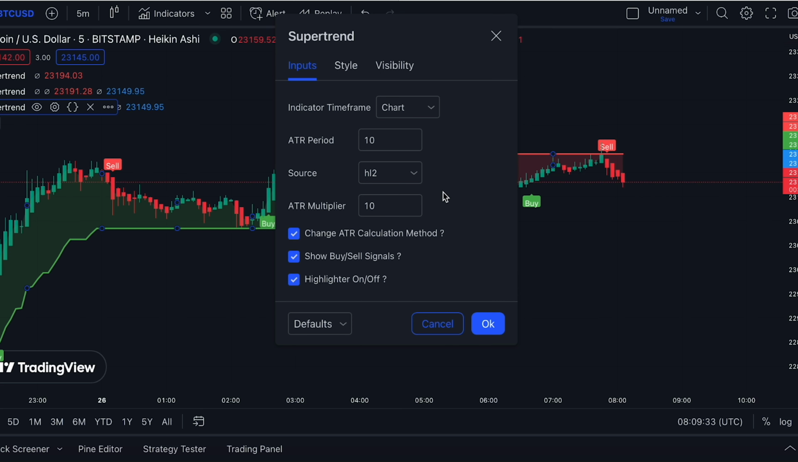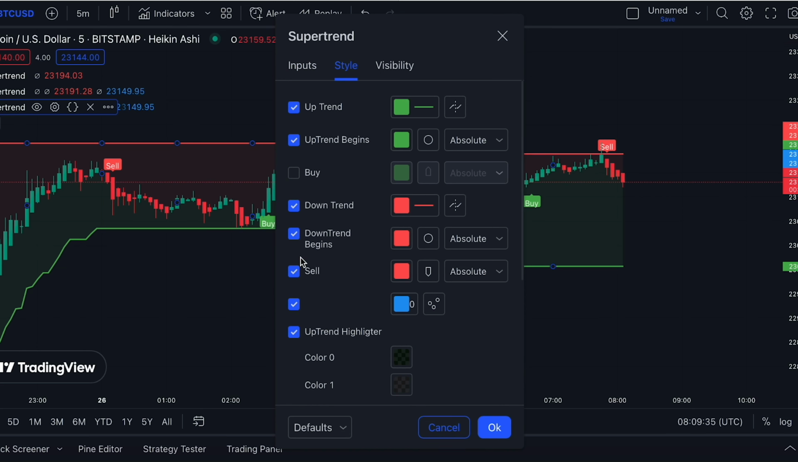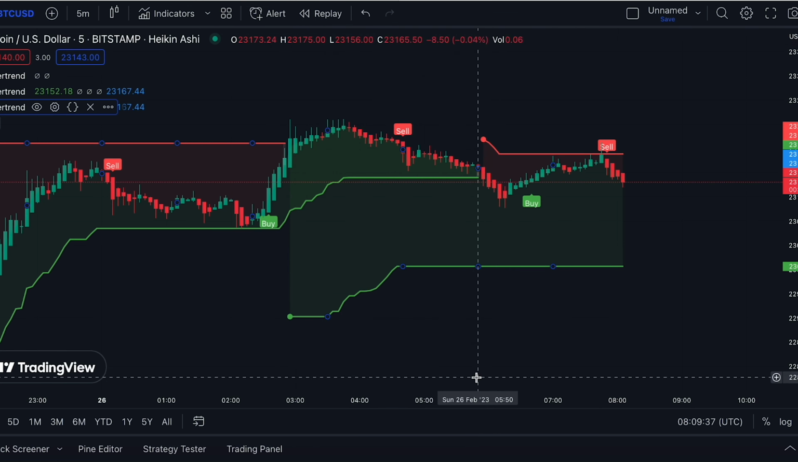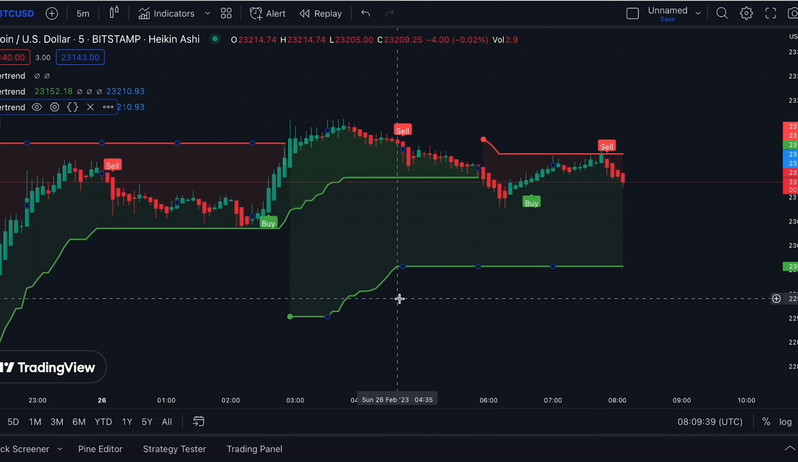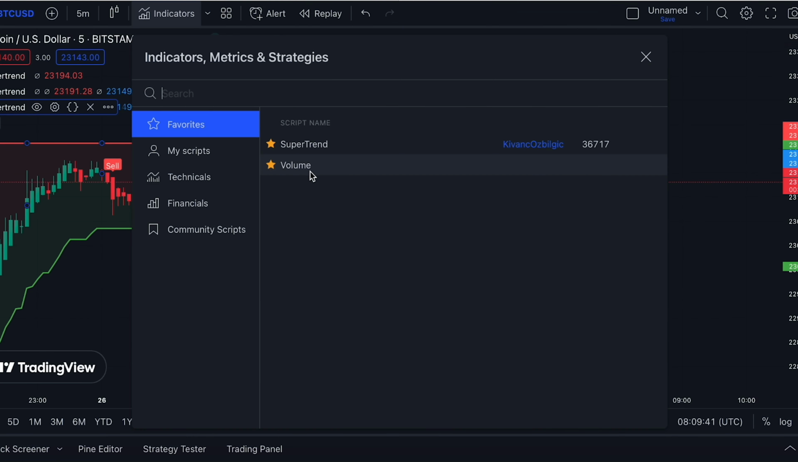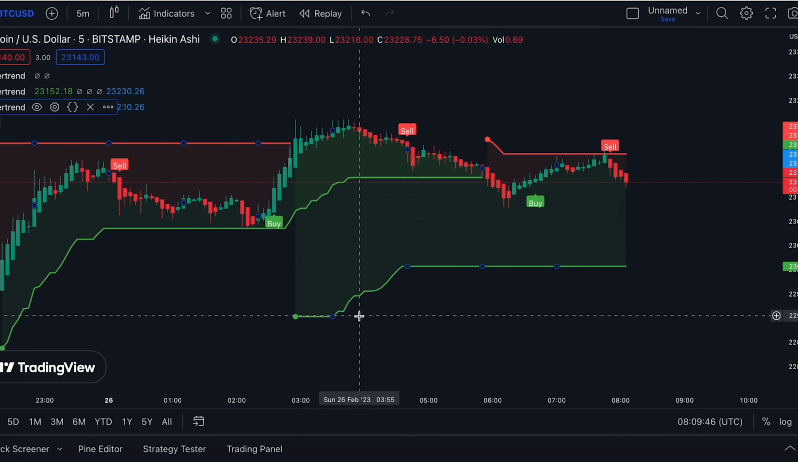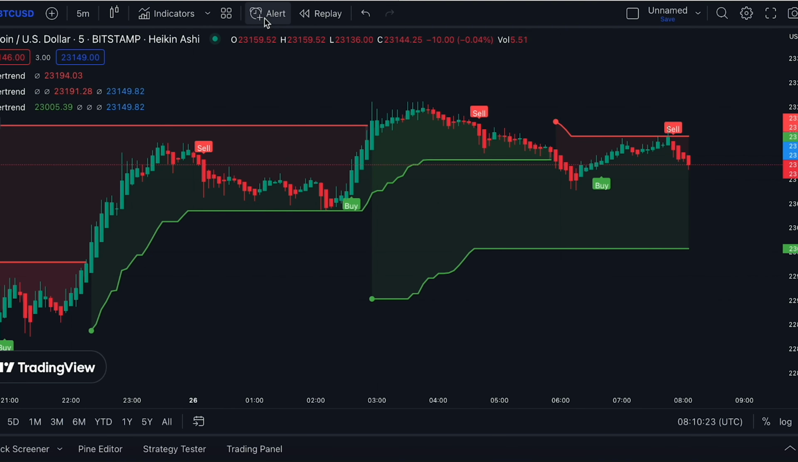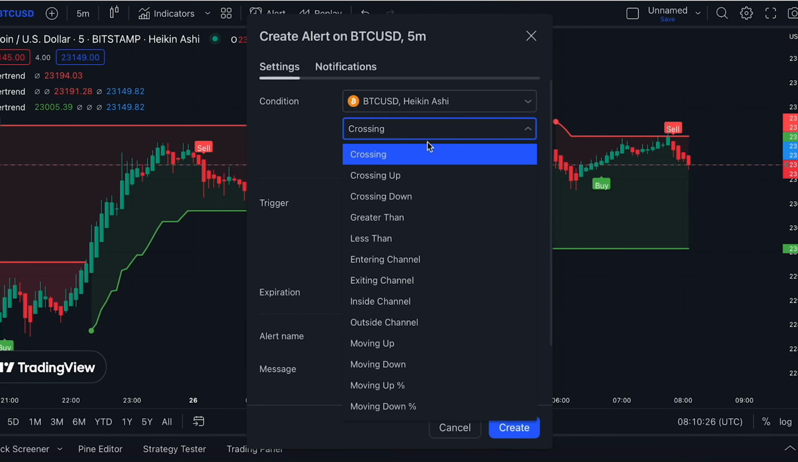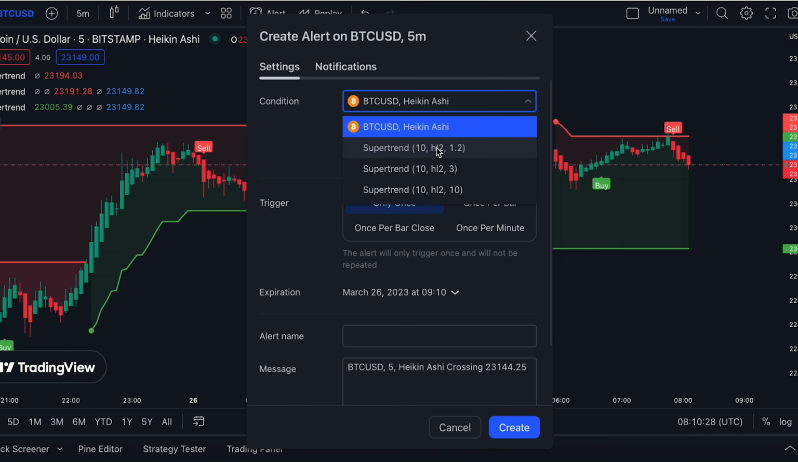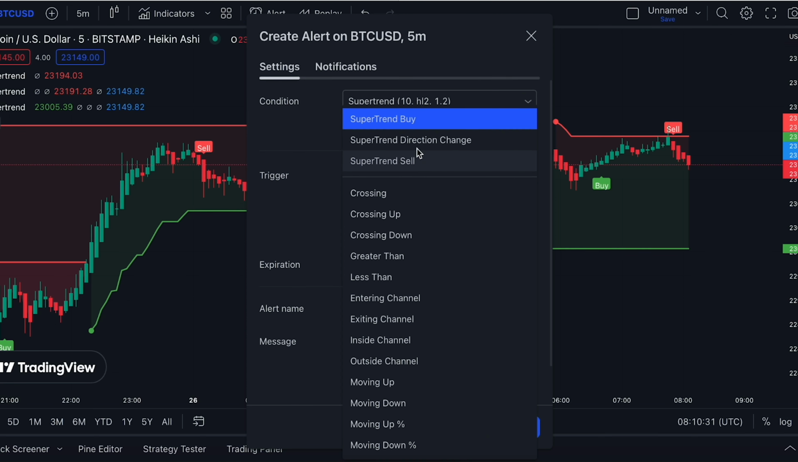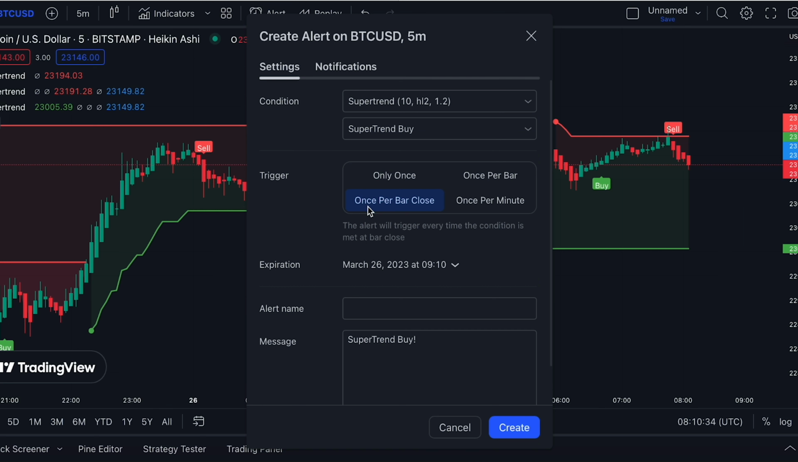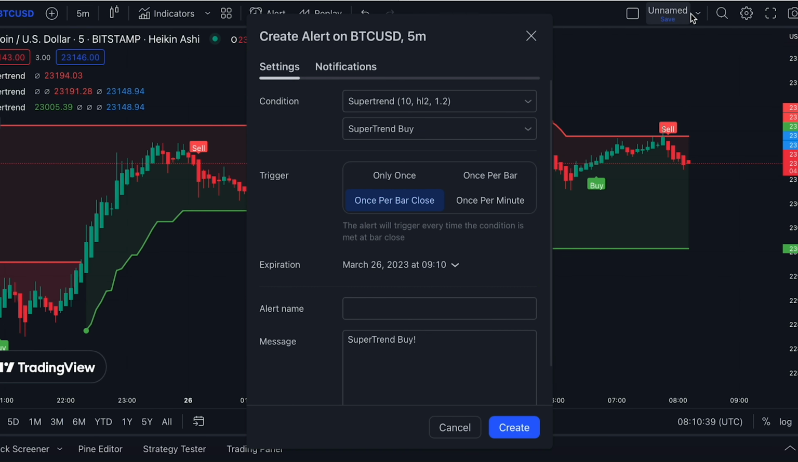Once you've finished with the settings, the chart should resemble the one below. Now, open the indicators menu once more and search for volume. Add this indicator for additional trend confirmation. In order to save your time, you can create alerts for these buy and sell signals. The way you can do that is by clicking on the alert button at the top and selecting the first super trend as the condition. As for the signal, you can choose buy, sell, or even both. Set the alert to occur once per bar close.